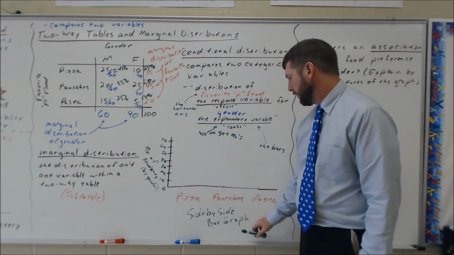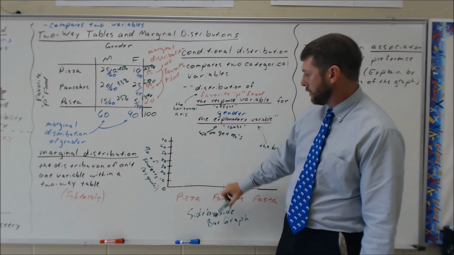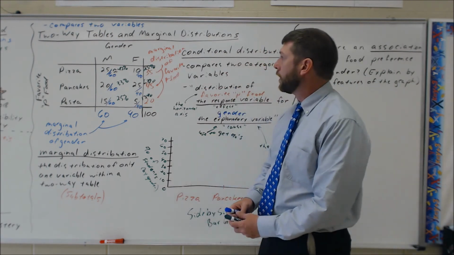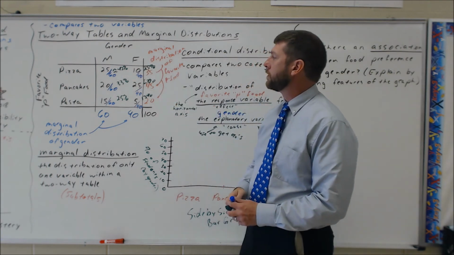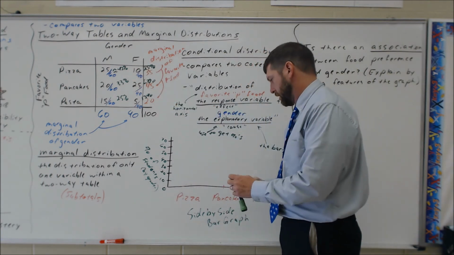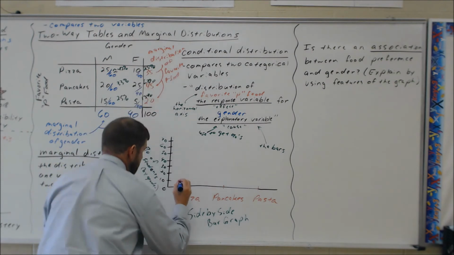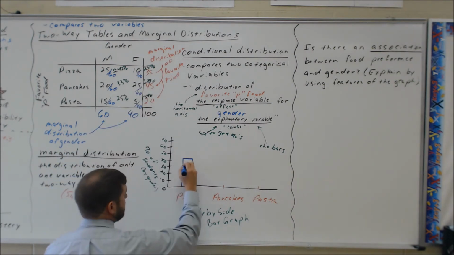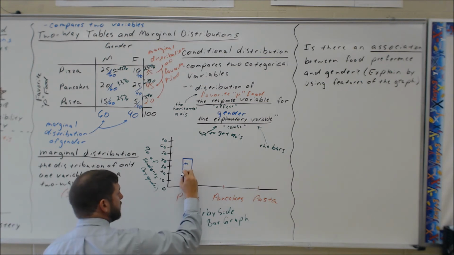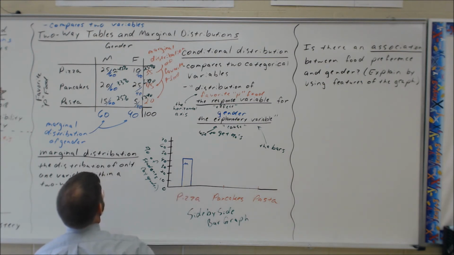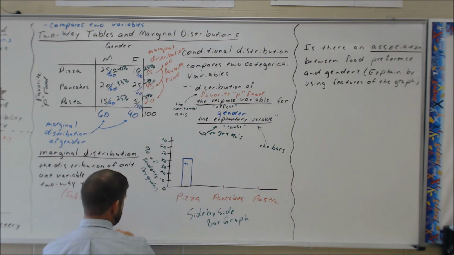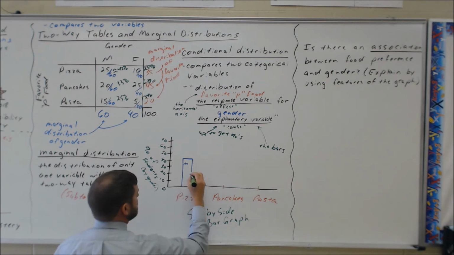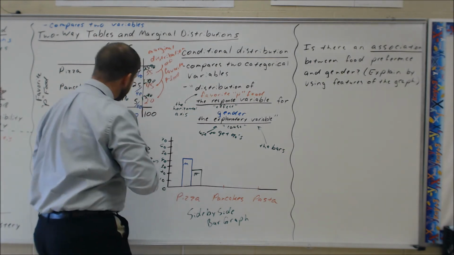So let's see, I've got pizza. If I look at my two groups, my pizza males were 42%, right about there. Just write male in there, or we can put an M for male if you want. All right, then we look at our pizza females. They were 25%. It's a different color for that. Pizza females, 25%.